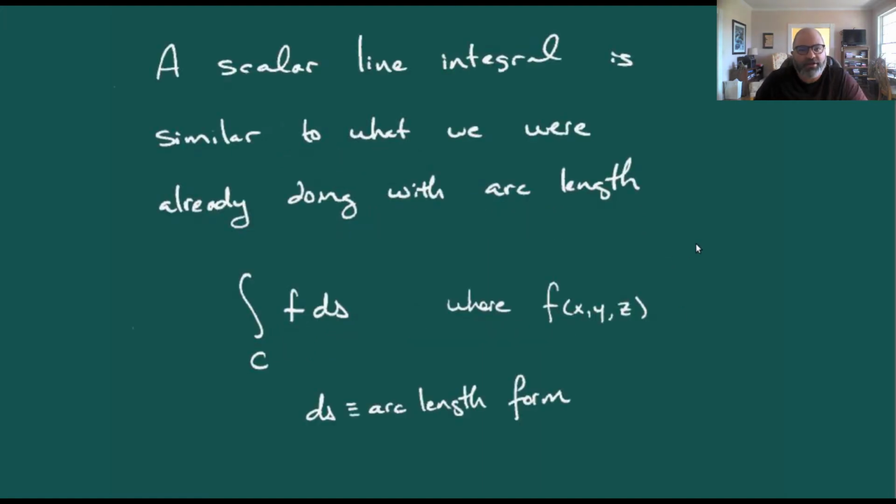Basically, a scalar line integral is pretty similar to what we were doing already when we were just calculating arc length. The only difference is now our integrand is just going to be some arbitrary function, and that function is going to be a function of just x, y, and z, or just x and y, depending, and our ds is really just going to be our familiar arc length form.